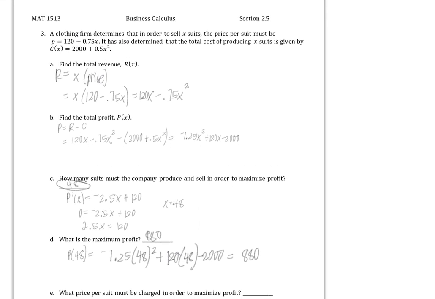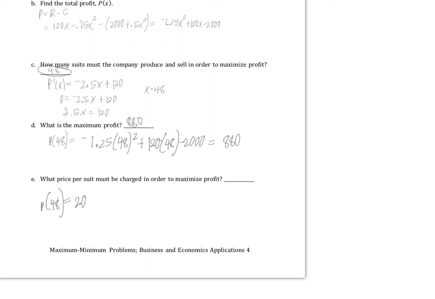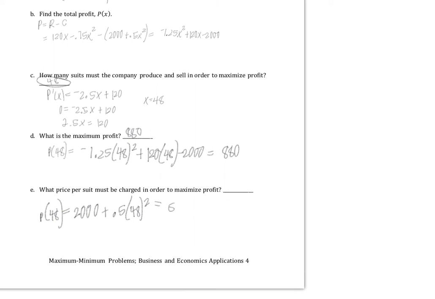And that is what? 2,000 plus 0.5 times 48 squared to get 3,125. That's expensive. Oops, I'm a little bit dyslexic. I wrote that down wrong. 3,152. There we go. Still, that's an expensive suit.